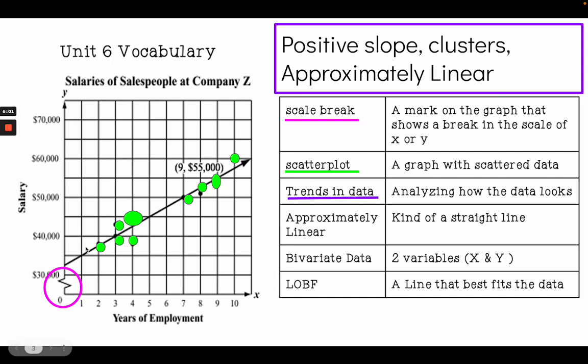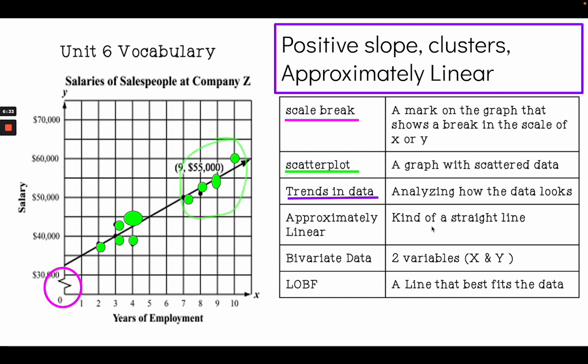And any data that looks like it's very close to the line, we call this approximately linear, because just like this arrow here that we know for sure is linear, all the data gathers around this arrow. And so we'd say this is approximately linear data. Which takes us to our next word, which is approximately linear. Now we know that linear means straight line. So approximately linear means kind of a straight line.